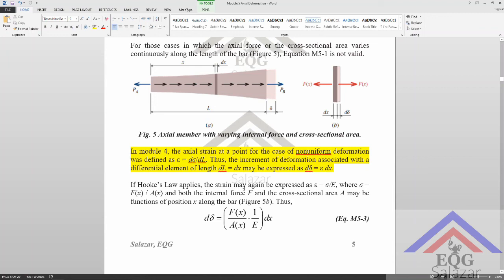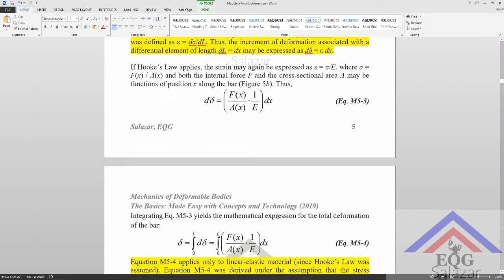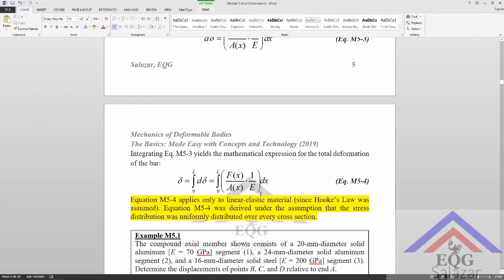Now, integrating equation M5-3, you will arrive at equation M5-4. This is integrated from 0 to L. Equation M5-4 applies only to linear elastic material since Hooke's law was assumed, and equation M5-4 was derived under the assumption that stress was uniformly distributed over every cross-section.